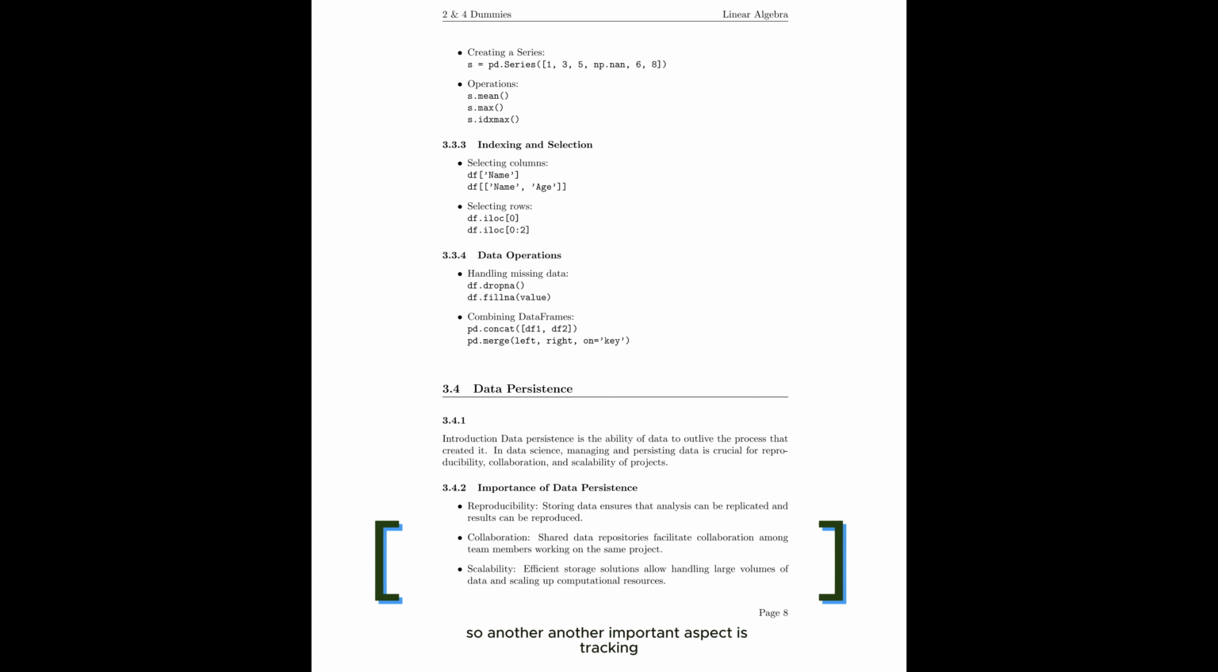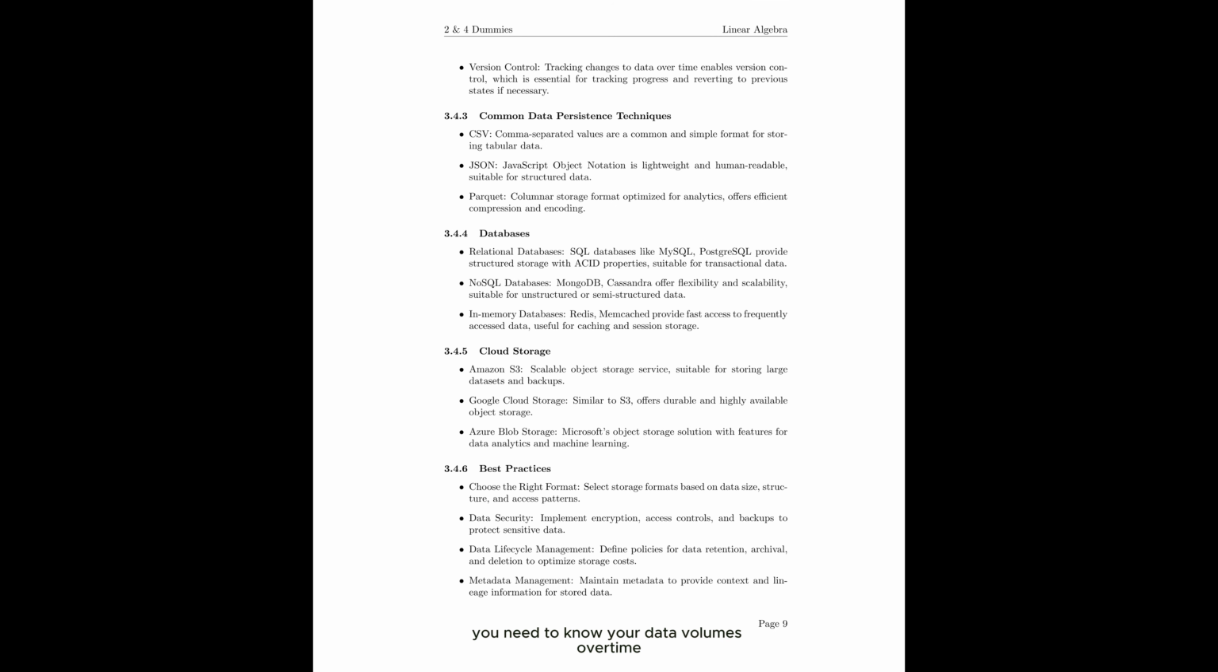So another important aspect is tracking. You need to know how your data evolves over time. This will help you to avoid issues like duplication or erroneous deletion. Sometimes you can find that you're deleting data which is not specifically a duplicate. This can happen if you don't have a good way of tracking your data.